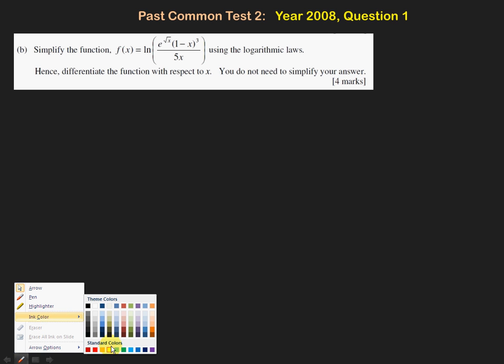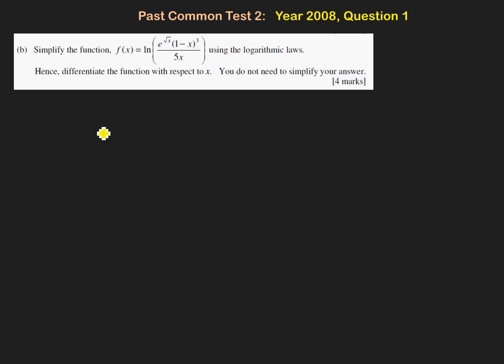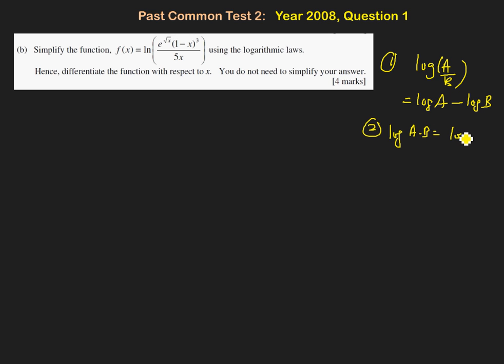Let me get a pen first. Every time you transition, you get a pen ready. So first, simplify this function using log laws. Okay, I'll just do a quick review. Log laws: you have log a over b is log a minus log b, and the second rule is that log ab is equal to log a plus log b. I hope that you recall all this.